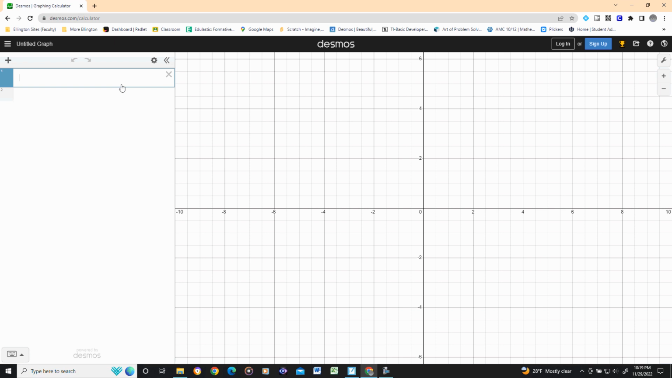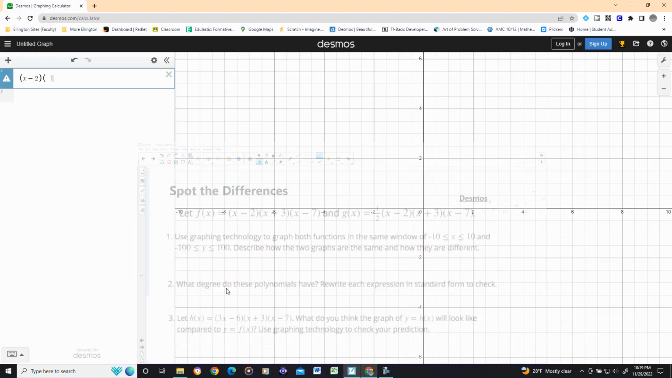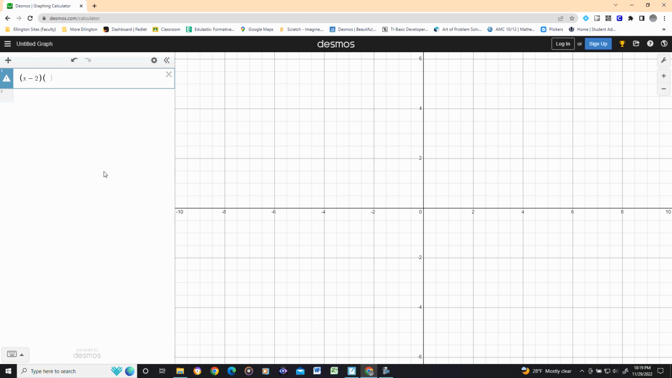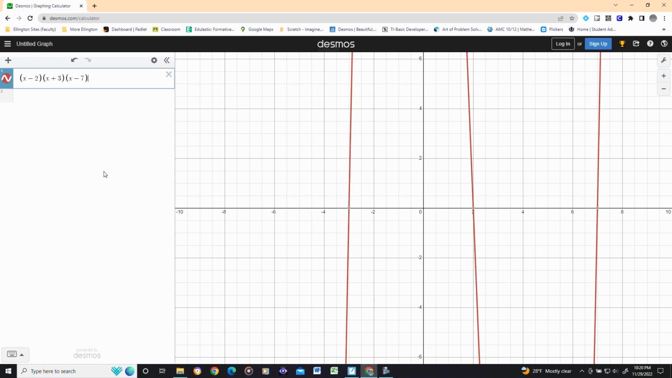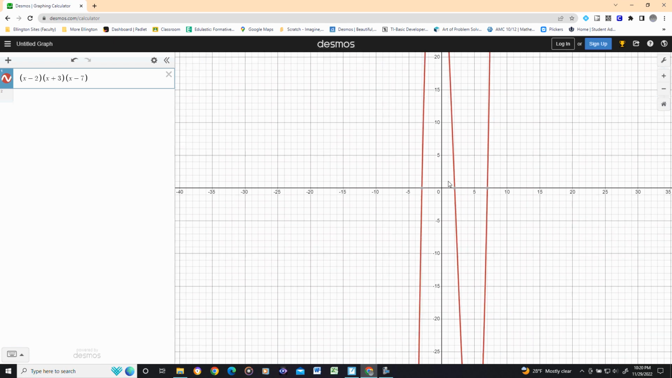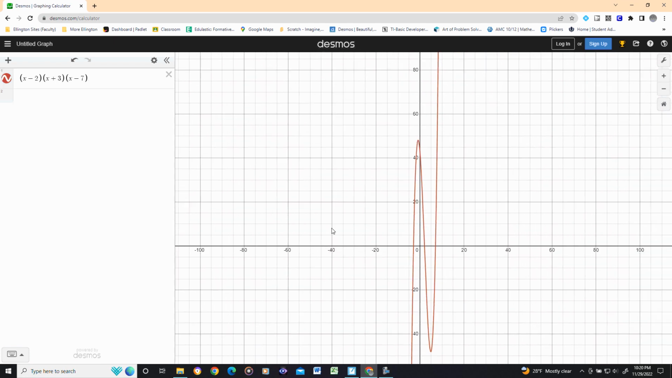We have x minus 2, times, what's it again? It is x plus 3, x minus 7. And so we have that function. Oh, look at that, it crosses right where we thought it would: 2, -3, 7. If I scroll out a bit, you see it goes up, up, and then down, and then up again.